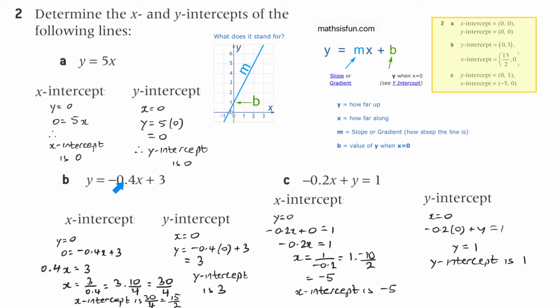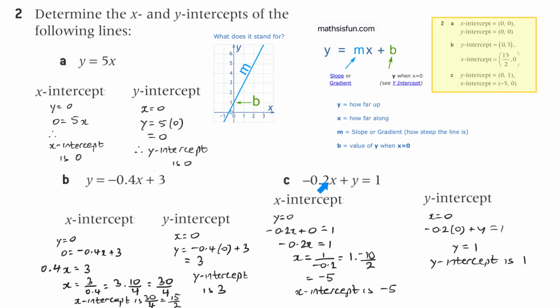B, y equals minus 0.4x plus 3. Well, the x-intercept is where y equals 0. Where y equals 0, x equals 30 on 4, which is 15 on 2. The y-intercept is very clear because it is just that one, isn't it? It's where x equals 0, so y equals 0 plus 3, so y equals 3.